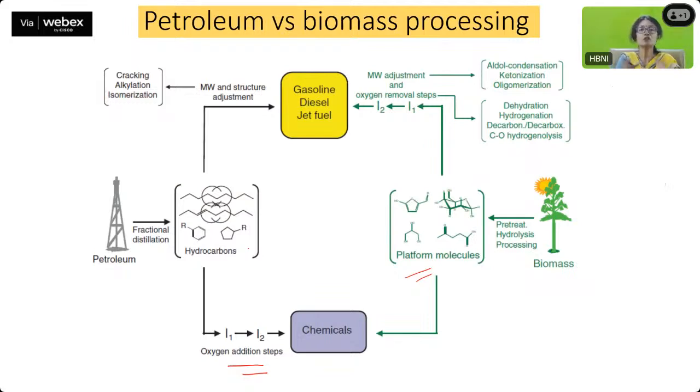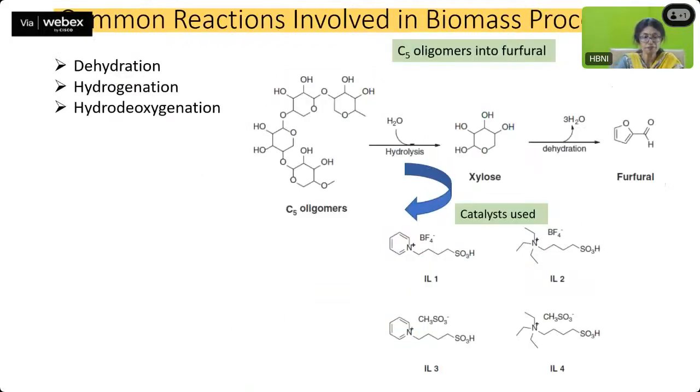So like you have a petroleum refinery, you can also have a biomass refinery to generate these kinds of fuels. So the idea is to go into the right side and minimize the use of the left side. So what are the common reactions involved in biomass processing? As you saw in the last slide, it is dehydration, hydrogenation and hydrodeoxygenation. Now if you are converting the C5 oligomers to furfural, which is a very important chemical, you can have these different kinds of processes and many of these catalysts are already being used. This is for conversion of your C5 oligomers to furfural.